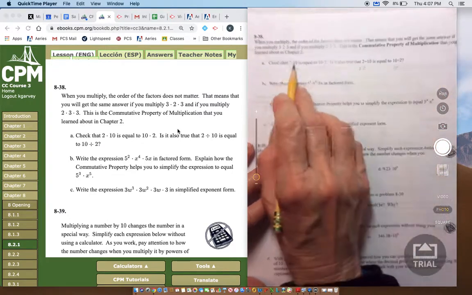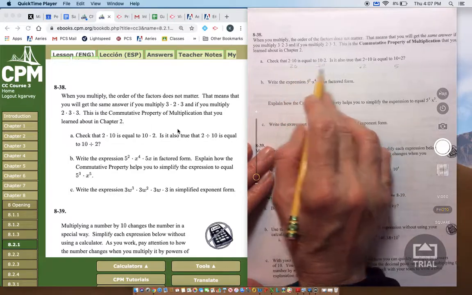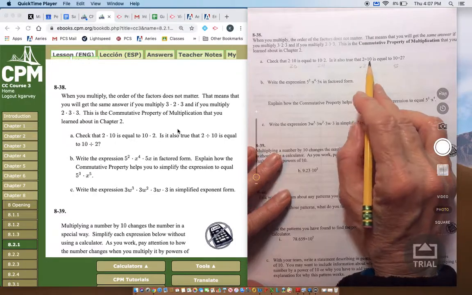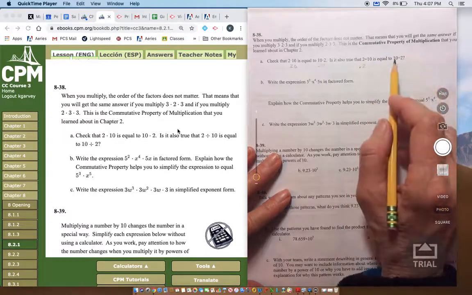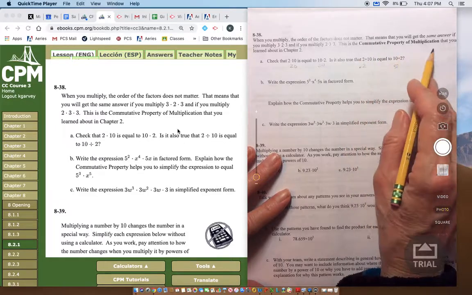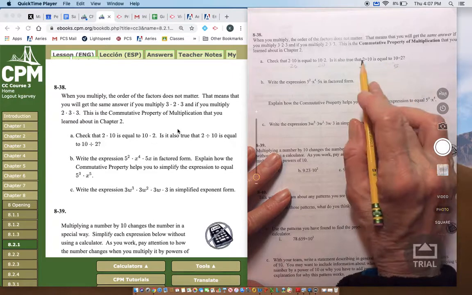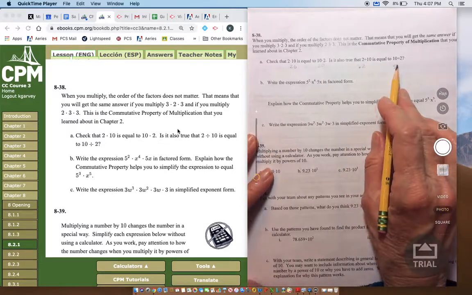So even though 2 times 10 is equal to 10 times 2, they both are equal to 20, it is not true with division. So there is no commutative property of division. There's only a commutative property of multiplication. These are not the same. Order does matter when you're dividing.